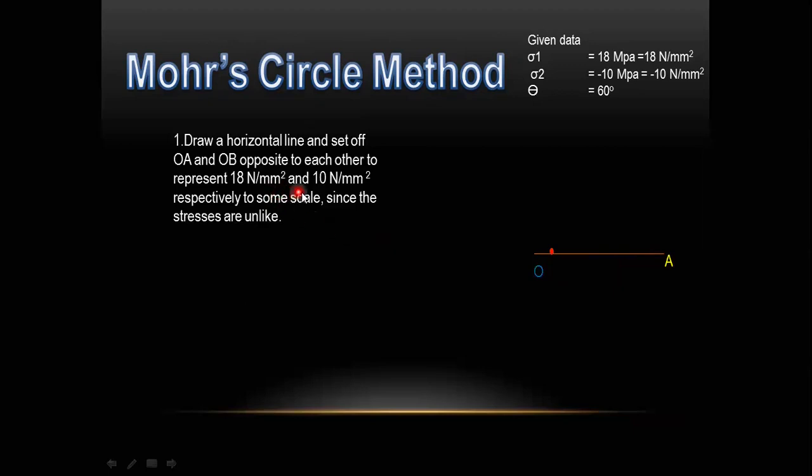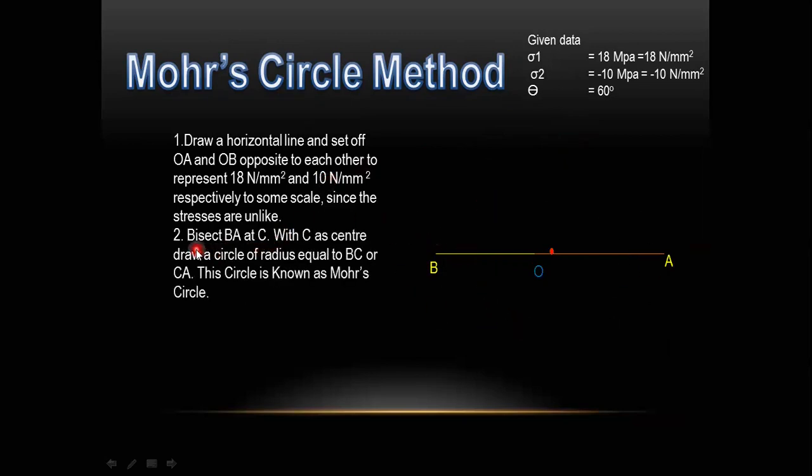Next is the 10 Newton per mm square. It is the compressive stress, so we have to draw it in the opposite direction. That means you draw from the origin O to the left-hand side. We name that point B, and draw the line. So that is the first step.